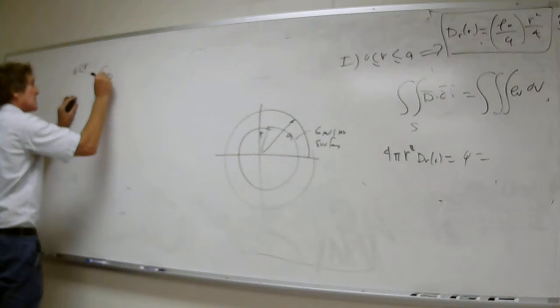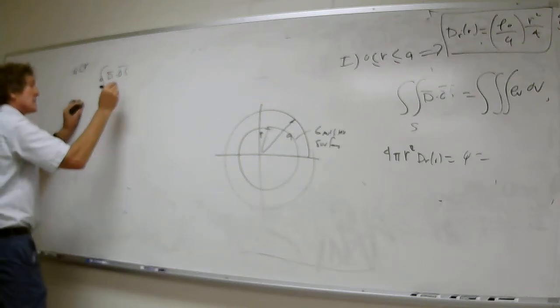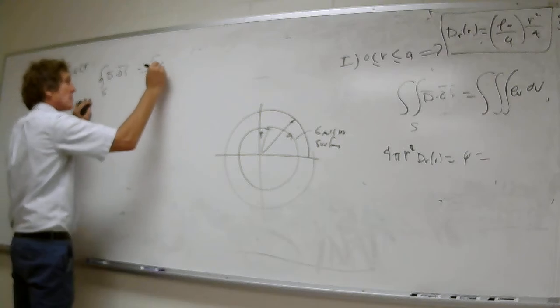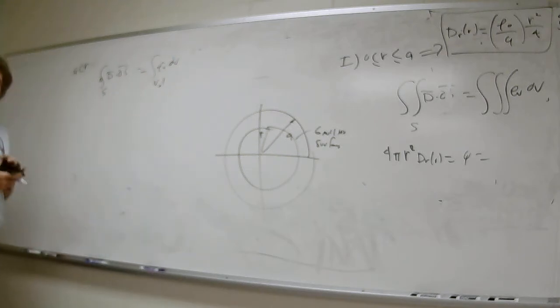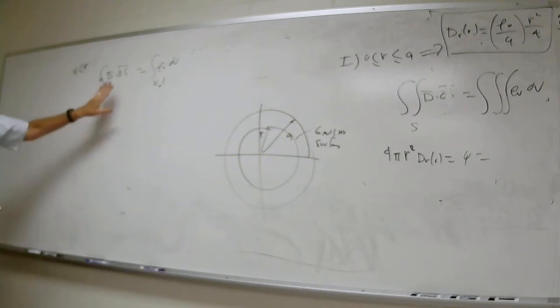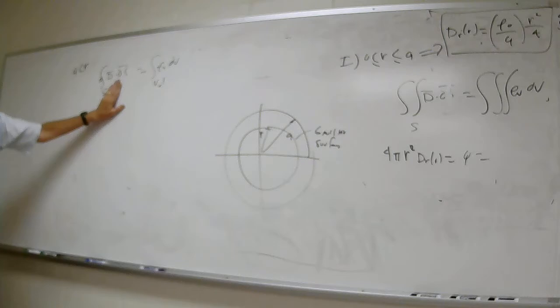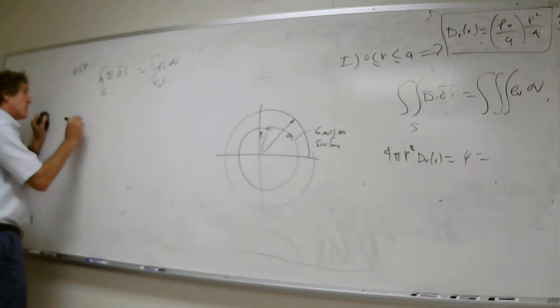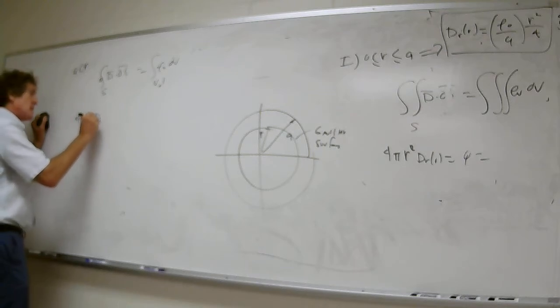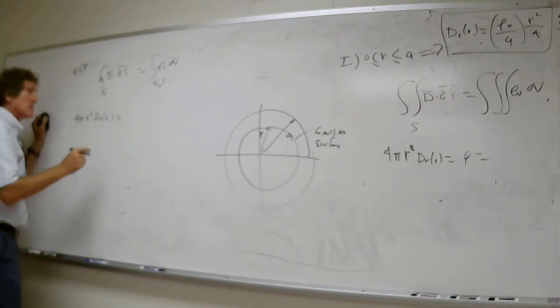It's still the integral of D dot dS over the closed surface is equal to the integral of rho v dv over the volume. I put it down generally, right? We know this is just going to be 4 pi r squared D of r. You all with me? It's just the surface area of the sphere times the value of D. So this will always be 4 pi r squared times D of r. That's always going to be the case.